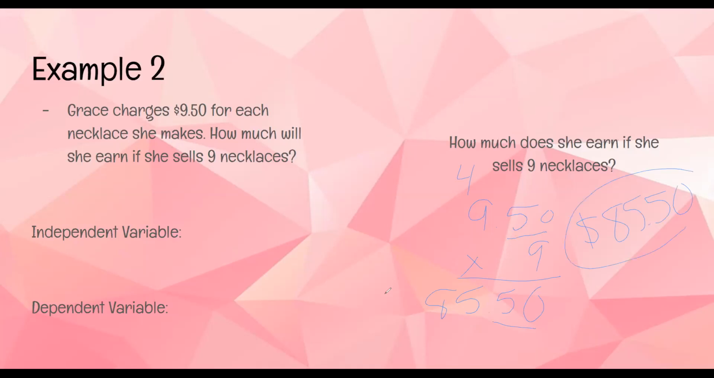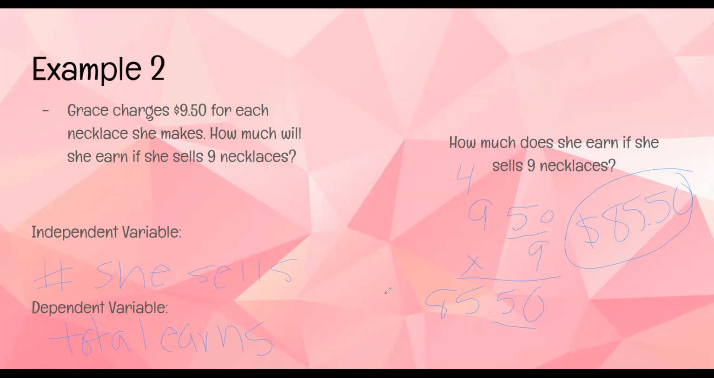The decimal's kind of hard to see right there, but that's how much she would earn if she sold 9 necklaces. So going back and looking at my independent and my dependent variable, my question has how much she charges for each, and then it's saying if she sells 9, how much will she earn? So my dependent variable in this situation is going to be how much she earns. So the amount that she earns depends upon the number that she sells.